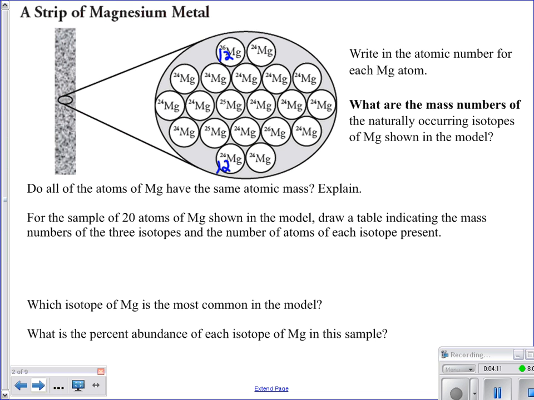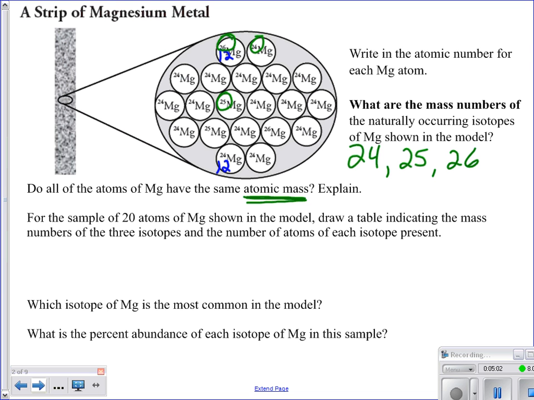So if we look, it says, what are the mass numbers of the naturally occurring isotopes of magnesium shown in this model? If I go through and identify all of the different isotopes, I see some 26s, some 24s, and 25s. So that's what we've got: 24, 25, and 26. Well, do all of the atoms of magnesium have the same atomic mass? Explain. The answer is, they have different mass numbers, and we're going to be able to calculate an atomic mass. They have different masses right now, but based on the percent abundance, we'll be able to get a weighted average for these.